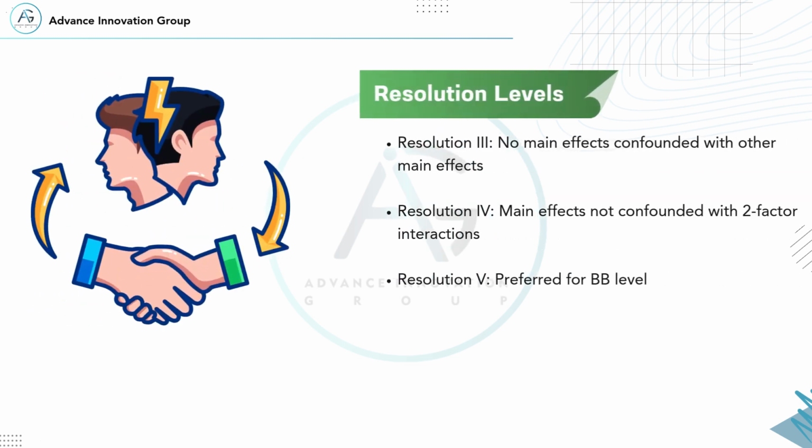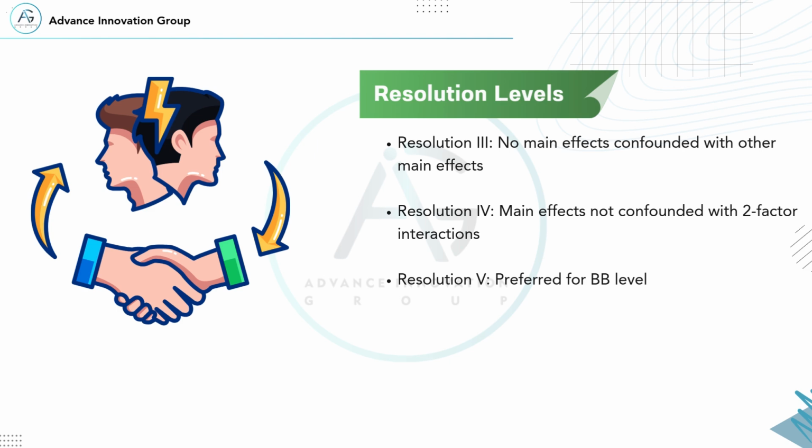Let's talk about resolution levels, which help us understand how clearly we can interpret the effects in a fractional factorial design. Resolution 3 designs ensure that main effects are not confounded with other main effects. However, they can be confounded with two-factor interactions. So, while we can estimate main effects, we need to be cautious because interactions might be mixed in.